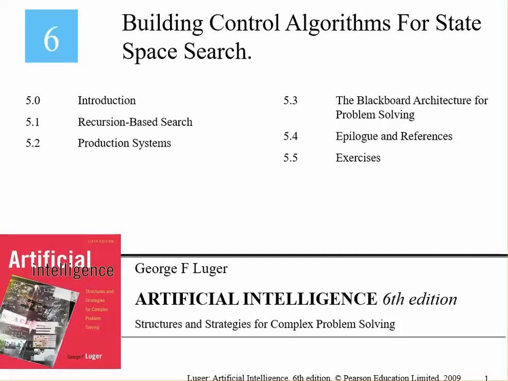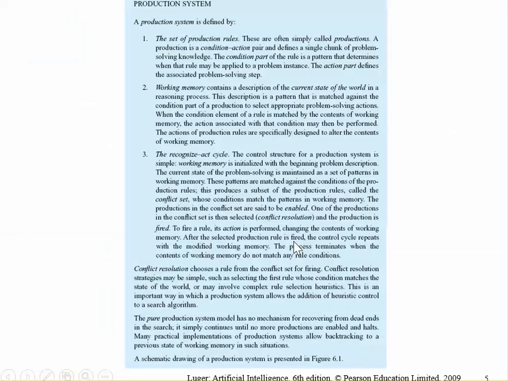Hi, in this presentation we will study production systems. A production system will have three main components: the production rules, the working memory, and the recognize-act cycle.